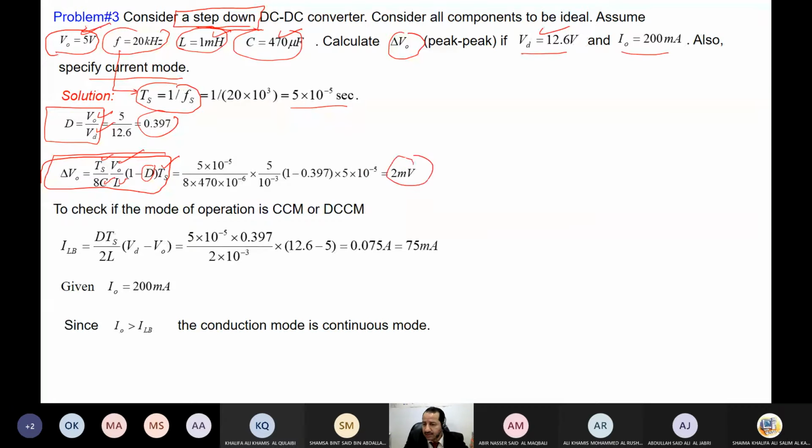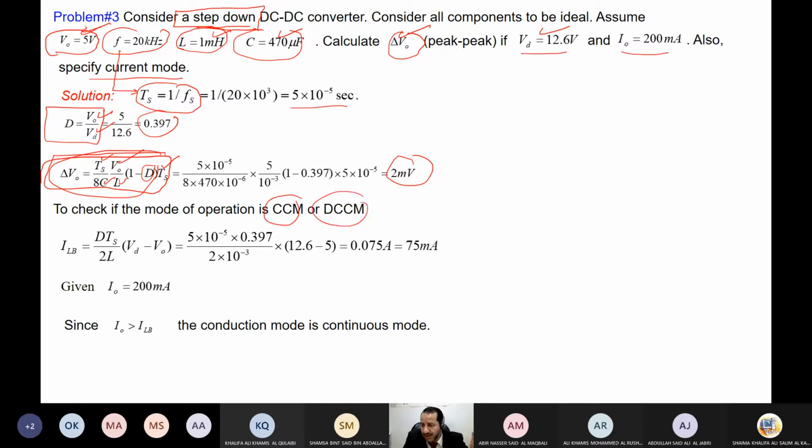Very simple. So start from the objective. What is the objective of this equation? Delta VO. Go to the formula and see the items. Do you have all the items? Substitute directly. If some item is missing, search for the information that takes you to the item. This is the way. Now the second point is whether it is continuous conduction mode or discontinuous conduction mode.